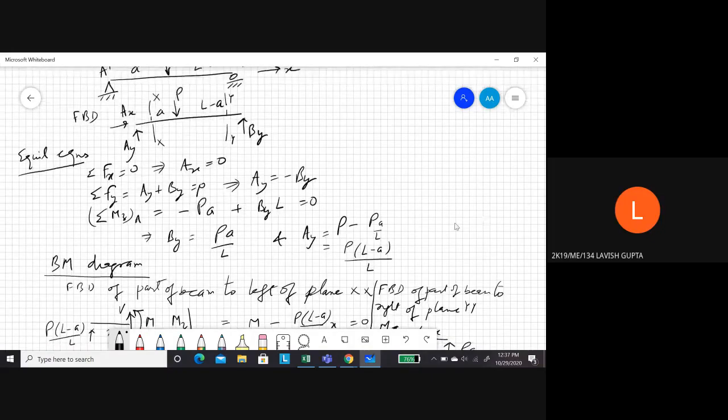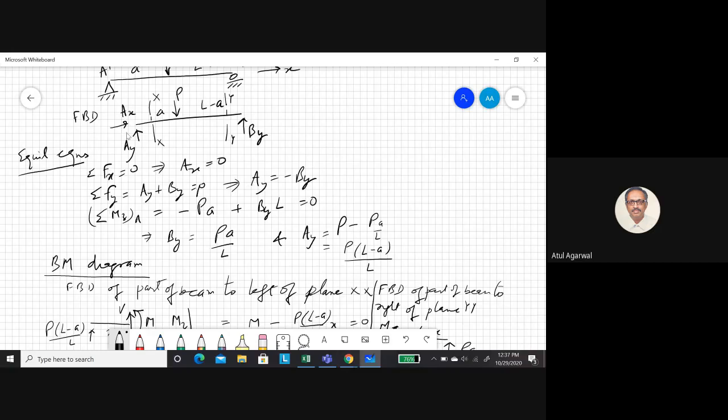Sir, why will this be 0? It should be equal to P, right? AY plus BY. I think I made some mistake here. AY plus BY is equal to P, which implies AY is equal to minus BY. So you ignore this. Something is wrong here.